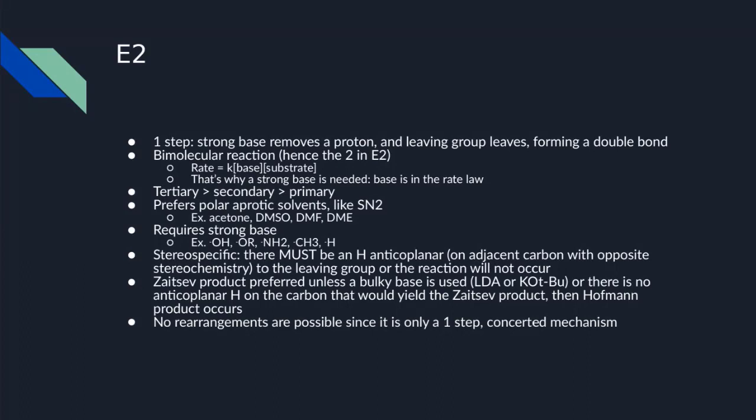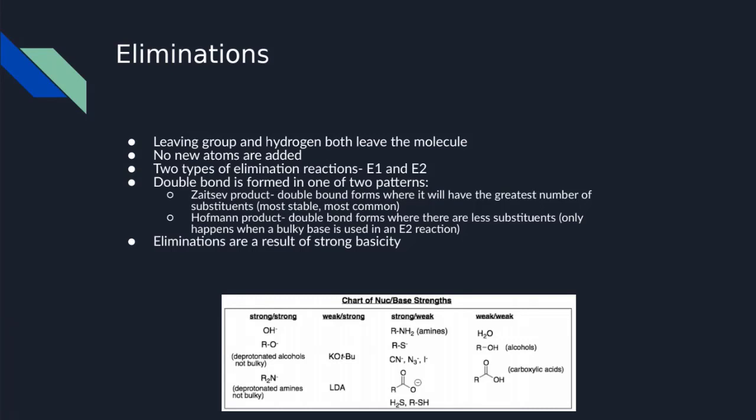So basically, this will still prefer the Zaitsev product because it's more stable. But if we're using a bulky base, and also just based on that chart, the two bulky bases you'd want to know are in the weak nucleophile, strong base category. It's LDA and then potassium tert-butoxide. Those are the two that I definitely know. So it's not labeled on this chart as bulky base, but just know those are the only two things in that column. They are not good nucleophiles, but they are strong bases, and you have to recognize that they're big and bulky.